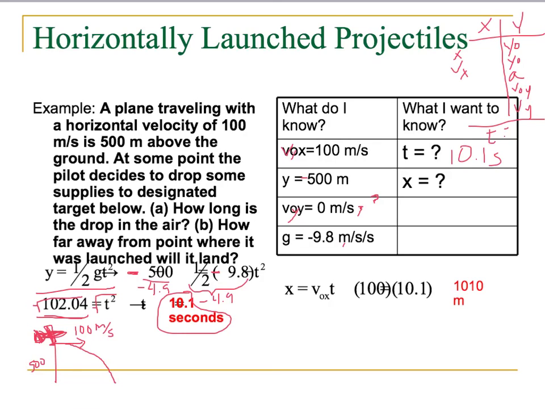And in the horizontal direction, if I want to know how far away it's going to land from the original launch point, I would be looking for the horizontal displacement. And so I would just plug into my equation my horizontal velocity and my time, like we have here. And by multiplying those, I get 1,010 meters. And that's it. That's horizontally launched projectiles.